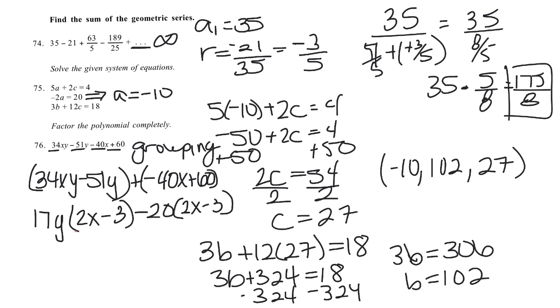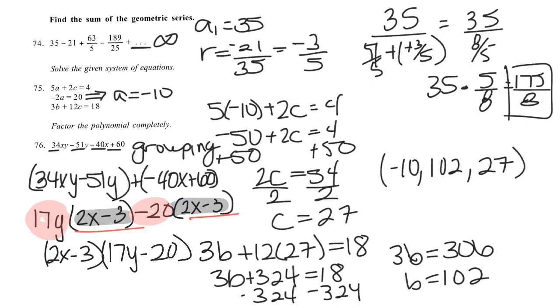Now I can factor out my 2x minus 3. So 2x minus 3 times, if I take these out, what's left is 17y minus 20. So 17y minus 20. And that's your factor.